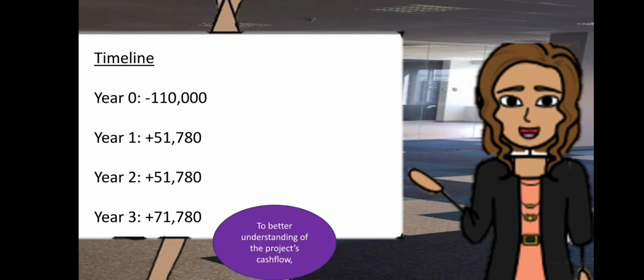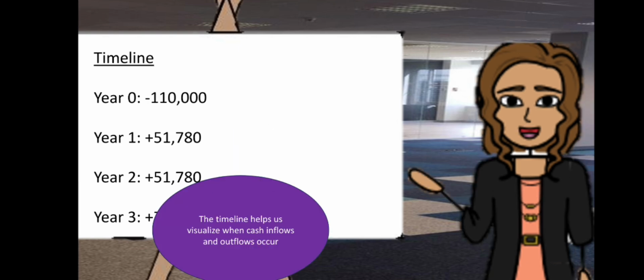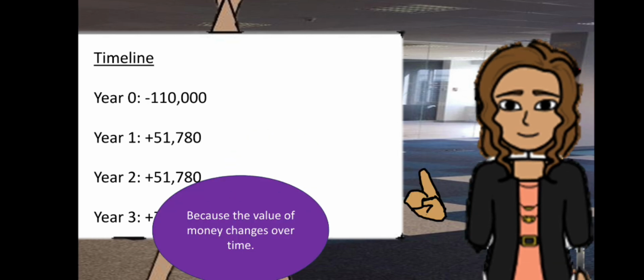To better understand the timing of the project's cash flows, we present the information using a cash flow timeline. A timeline helps us visualize when cash inflows and outflows occur, which is essential in capital budgeting because the value of money changes over time.